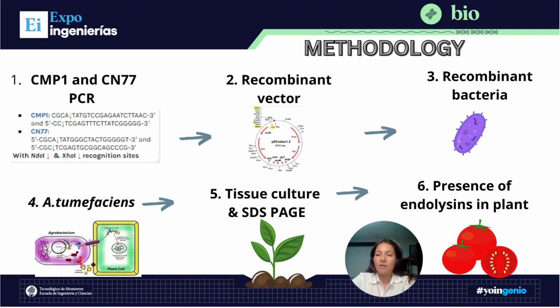After the harvest of E. coli, the plasmid DNA should be extracted and then introduced into the Agrobacterium cells to use it as a vector to insert the genes into the tomatoes. And in order to verify the lytic activity, tissue culture and SDS-PAGE have to be monitored.